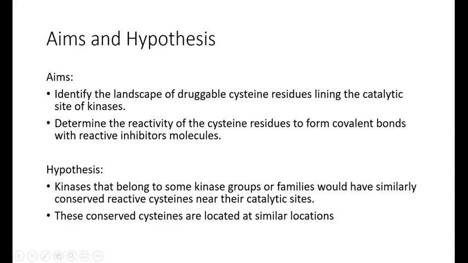Because of the relevance of cysteines towards safety and efficacy of covalent inhibitors, it is important to identify which cysteines can be accessed by inhibitor drugs and can potentially form covalent bonds with them. This study uses computational tools to assess the druggability of identified cysteine residues that line the catalytic site of defined 3D kinase structures. The aims of this project are to identify the landscape of cysteine residues near the catalytic site of kinases and determine their reactivity. This helps to predict the likelihood of reactive inhibitor drugs forming adducts on the identified cysteines.